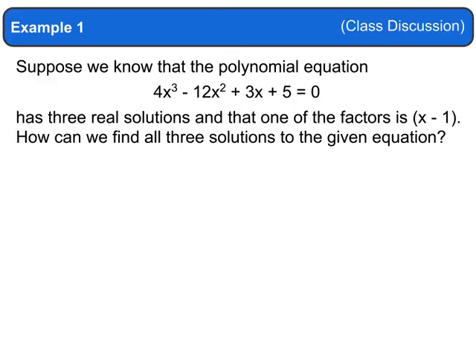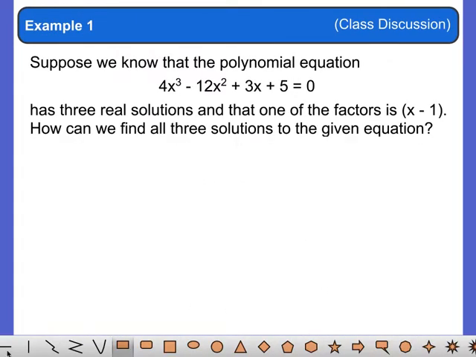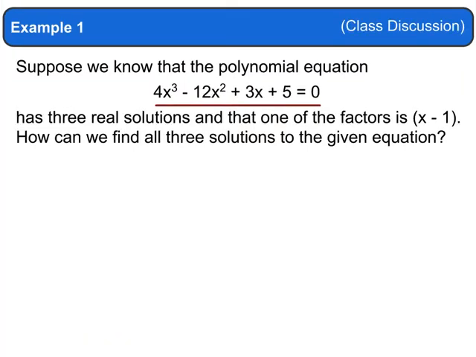Okay, so this brings us to example number 1. A bigger problem to look at. It says, suppose that we have a polynomial equation as such. So they give us this polynomial equation. We'll underline it so we can see it. This one right here. And then they tell us, what if we know that it has 3 solutions?